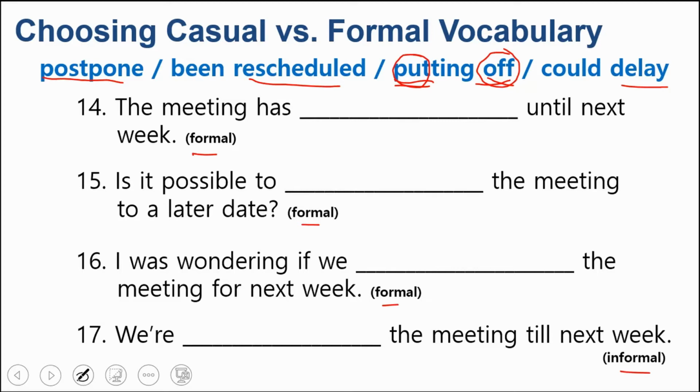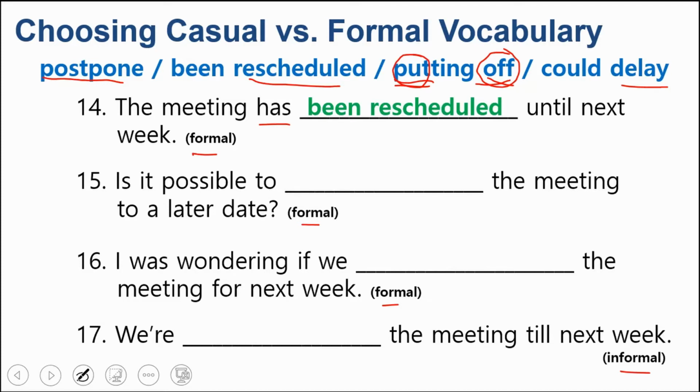So which ones? It doesn't really matter. We could put postpone, reschedule, delay here, but what I did for you is I helped you because I conjugated or put other words in with the keywords to help you figure out which one to put in. So for number 14, the meeting has what? Has postponed? No, that doesn't make sense. Has been rescheduled? Okay, that makes grammatical sense. So the meeting has been rescheduled until next week. You could, of course, say the meeting has been postponed. No problem. It would have the same amount of formality.